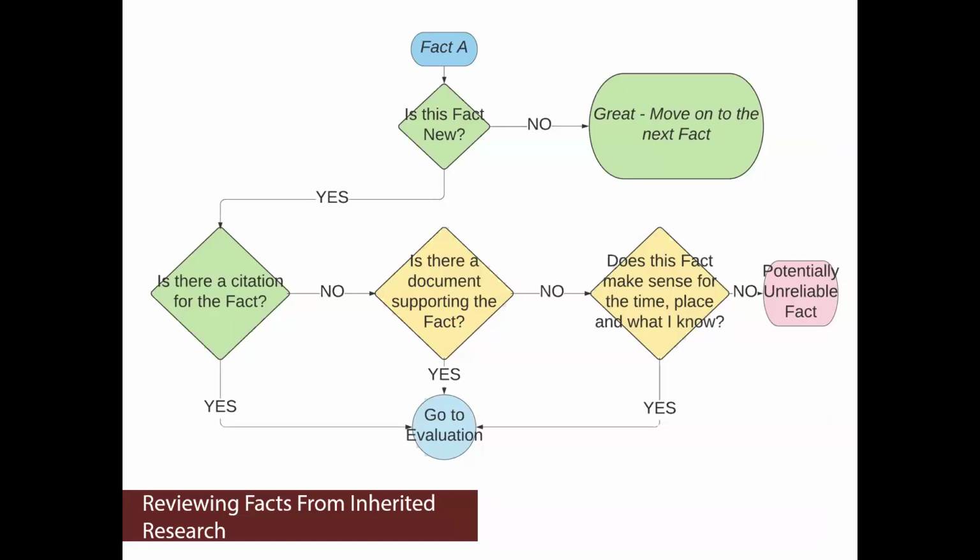So here's a process flow that might help you if you're more visually inclined. As you review your relative's information, you want to ask yourself your questions. So let's say you found a fact from one of your pedigree charts, 5 generation charts. First question, is this fact new? If yes, you want to continue on. If no, move on to another fact because you already know that information.